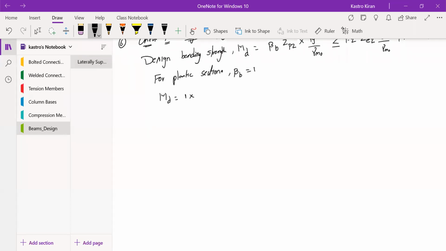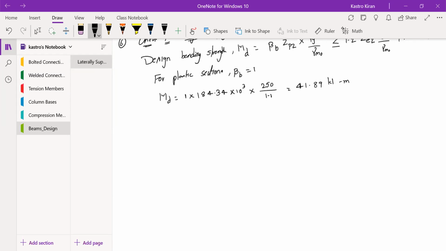132 is the required value, but what is the provided plastic section modulus? It is the section modulus of ISLB 200, the section which you have selected. So ZPZ value is 184.34 into 10 cube, into Fy value 250 upon gamma m naught 1.1. If you solve for this one, you're going to get the answer as 41.89 kilonewton meter.